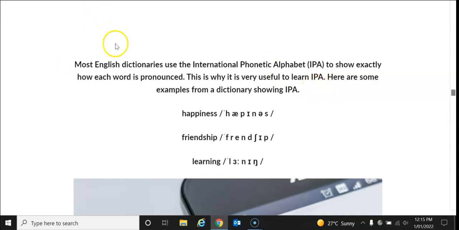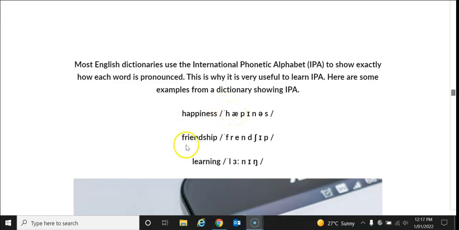So if you looked up the word happiness in the dictionary, you can see the spelling. Next to it you would see these symbols. These are the IPA symbols. So you've got h, a, p, I, n, s, and that is happiness. Notice the little number 1 here. That little number 1 tells you that the syllable stress is on the first vowel sound after the symbol. So the stress is on the first syllable, happiness.